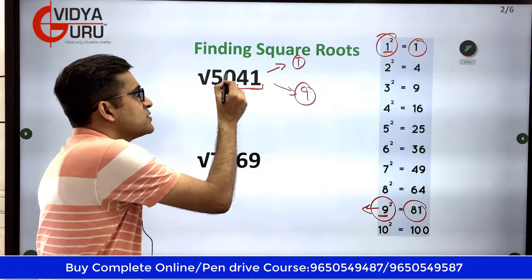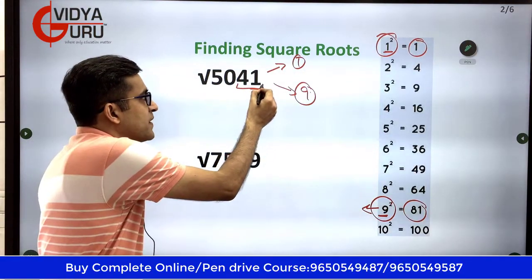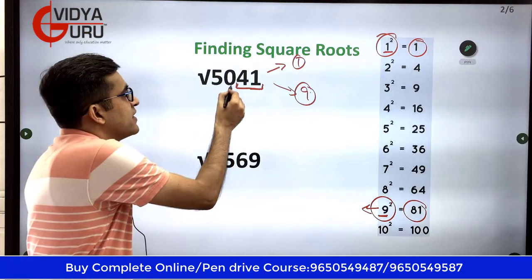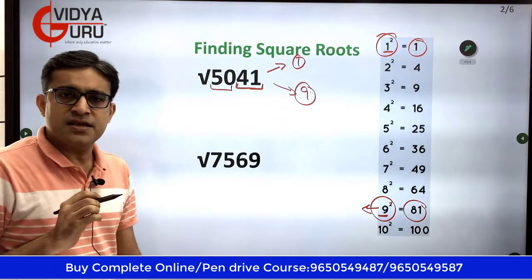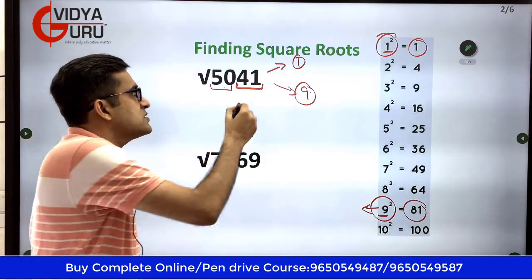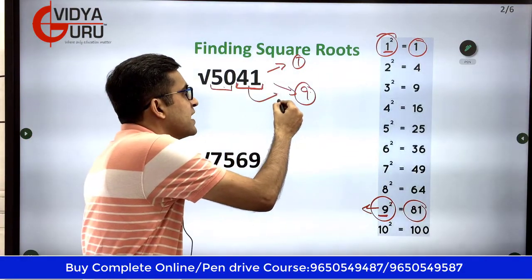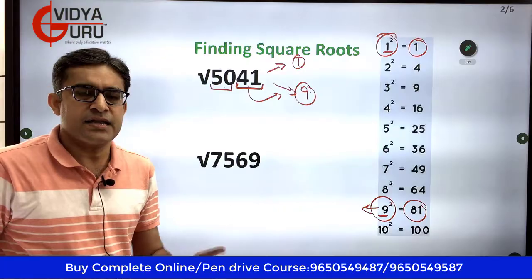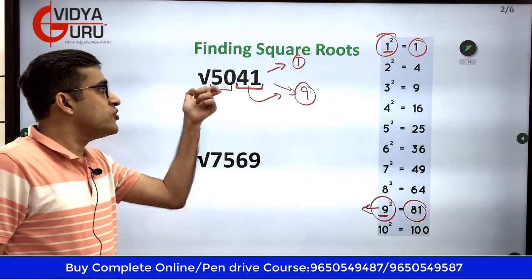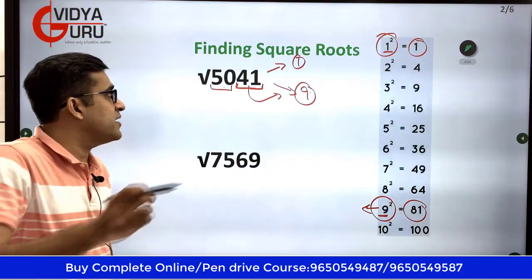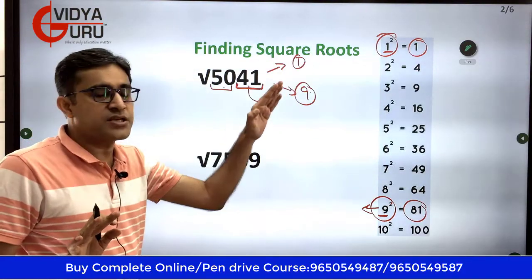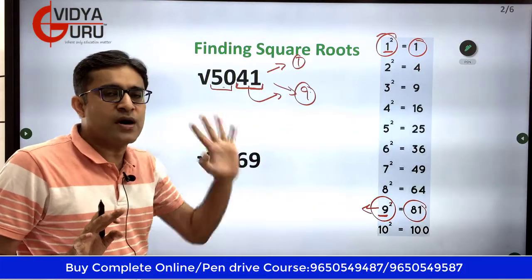So I make pairs of 2. The first pair from the right is 41, and the next pair is 50. I have to look at 50 because from the units pair I have already decided that there has to be either 1 or 9. So I'm going to decide now the first digit. The second digit of the square root will be either 1 or 9.